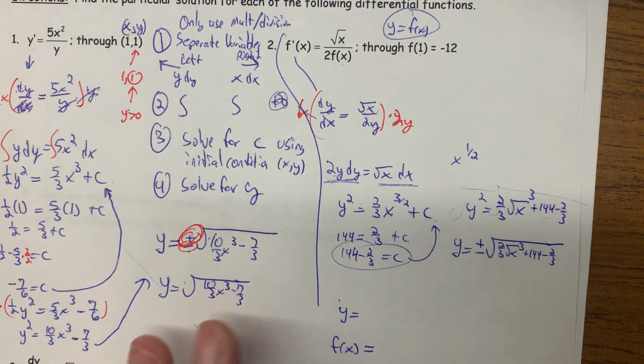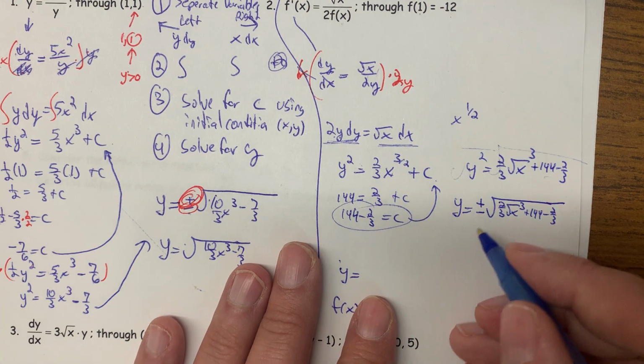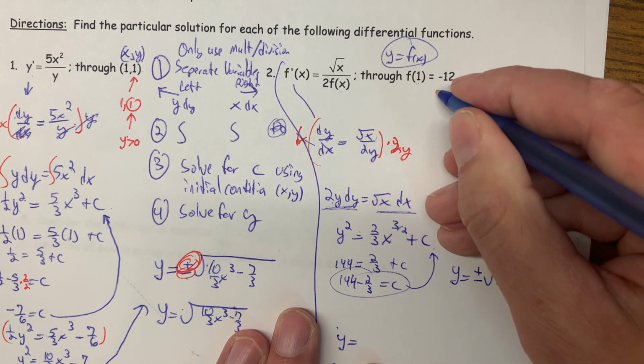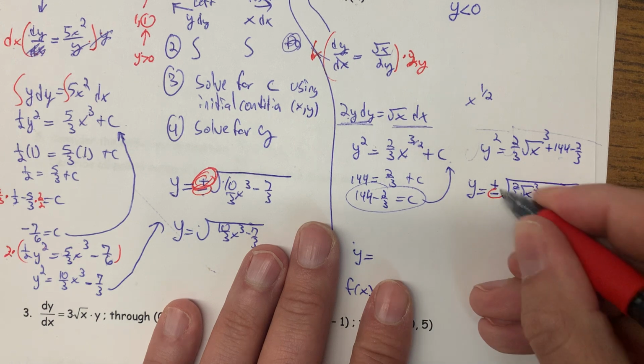You have to do the square root of the whole side. And last, we need to decide if it's plus or minus. So we're going to look at the initial condition. When x is 1, y is -12. Here, y is less than 0. Y is negative. And so we're going to need this -1.